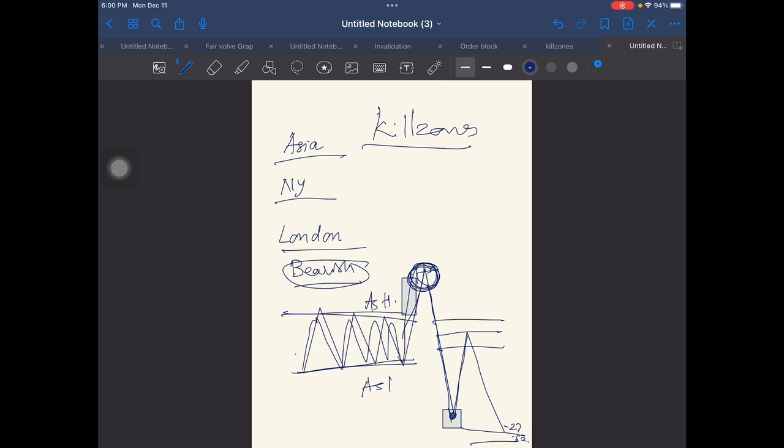So this right here, what are we talking about? We are talking about power of 3. This is accumulation, manipulation, distribution, right? That happens between sessions. Power of 3 is something that I taught you last week, and it is applied between sessions. If you understand how the power of 3 happens between sessions, you are set for life. You know how to trade intraday, right? Go back to the chart and check how these happen every single day.